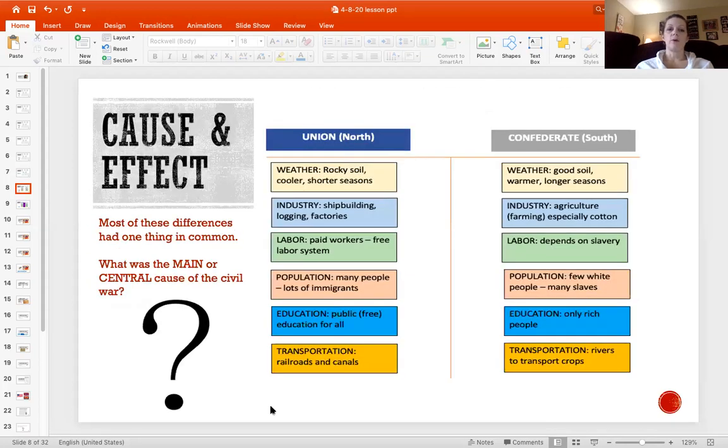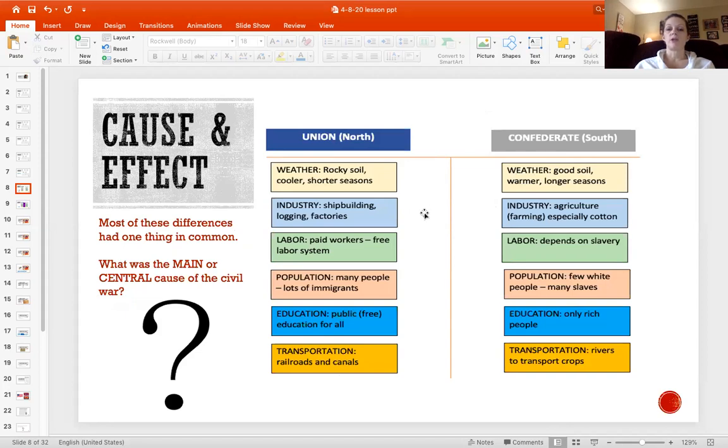Cause and effect. One thing we had reviewed in one of our Zoom lessons was the differences between the Union, or the North, and the Confederacy, or the South. And we found several areas where they were different. We found that in the North, the weather and their growing conditions were different. They had rocky soil and cooler, shorter seasons, which isn't very good for growing crops. However, the South had really good soil and a lot warmer, longer seasons.